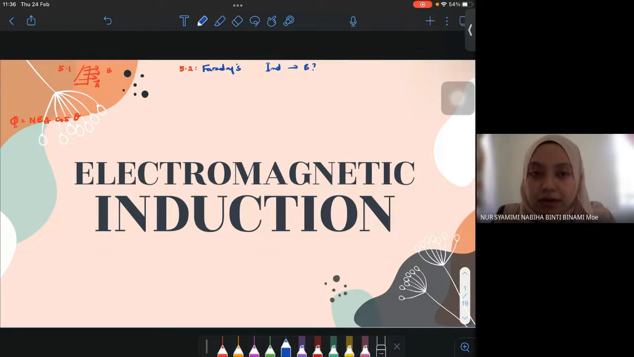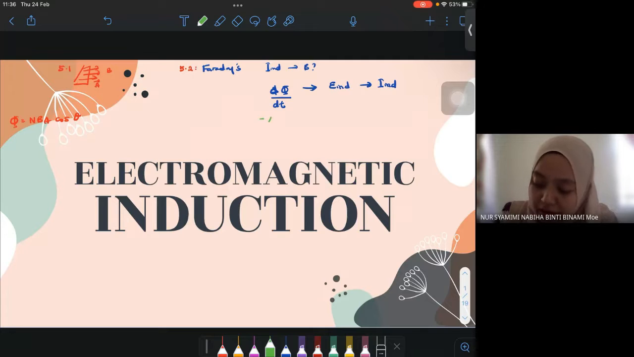Okay, so semalam kita dah belajar I induced akan boleh terjadi kalau ada E induced. Macam mana nak hasilkan induced EMF, which is kena ada perubahan kepada flux, d flux over dt. Macam mana flux boleh berubah? Ada 4 situasi: kalau ada perubahan number of turns, perubahan magnetic field, perubahan area dan perubahan angle. Okay, yang ni yang kita dah belajar semalam.